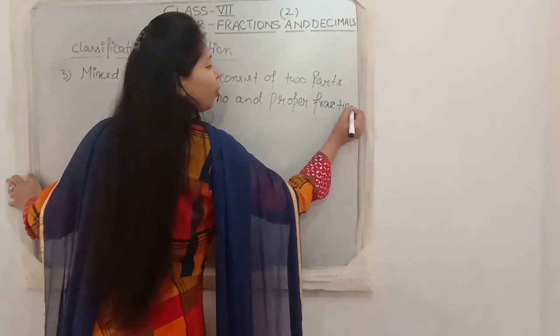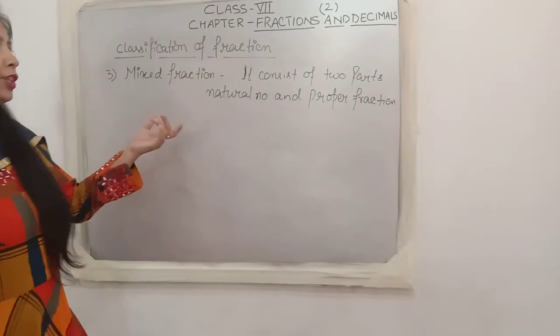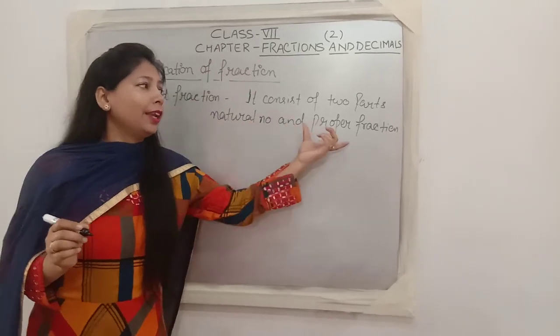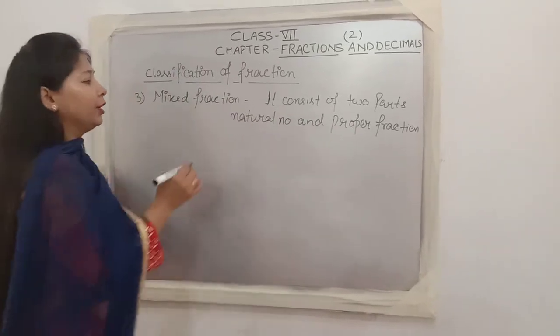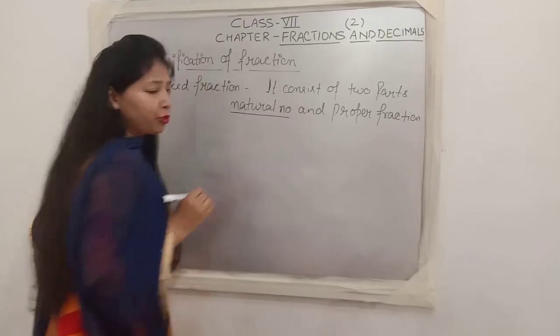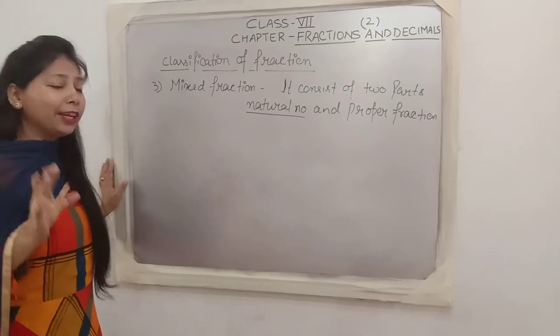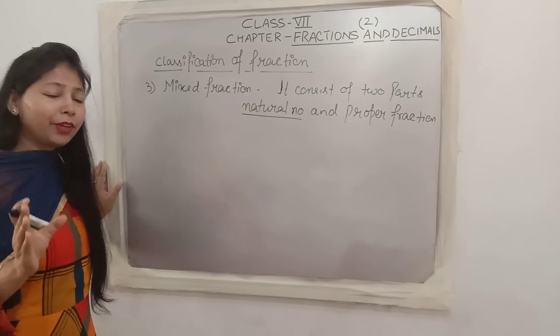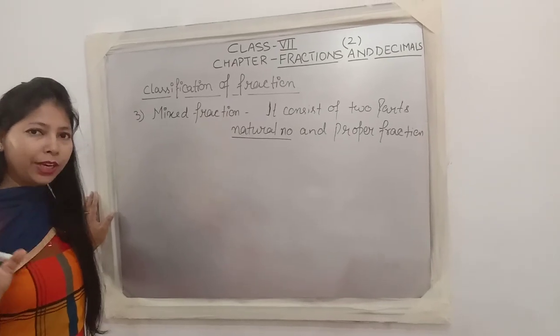So it is very important to understand what is mixed fraction. Mixed fraction contains two parts. One is the natural number and another one is the proper fraction. Now what is natural number? Natural numbers, again I am reminding you, are the counting numbers. They start from 1, 2, 3 and 4.